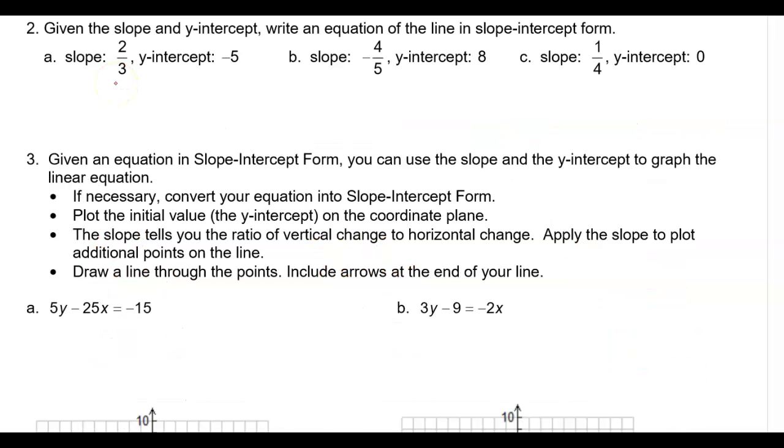Write the equation of the line in slope-intercept form. We have a slope of 2/3 and a y-intercept of negative 5. So that is y equals 2/3 x minus 5. Now pause the video and do the next 2 problems, then turn the video back on to see the answers.